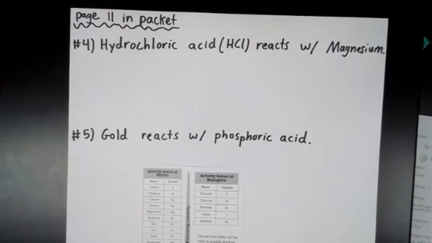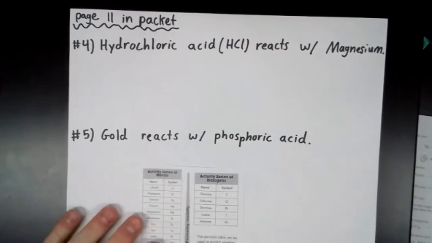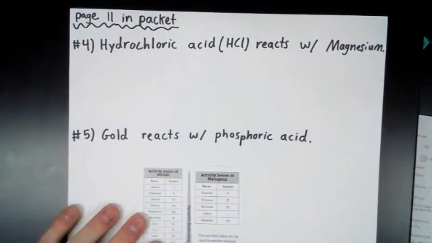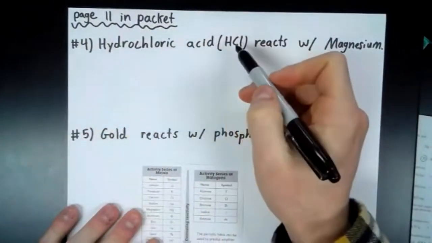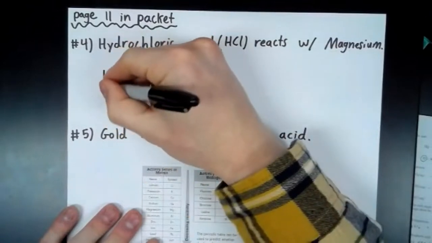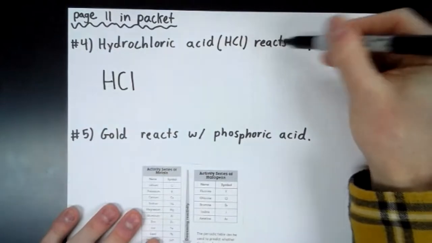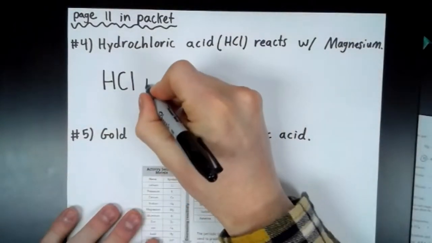We obviously need to translate this into chemical equation form before we go ahead and predict any type of products or go forward with this. So hydrochloric acid, I gave you guys the formula for that. That's HCl. The word reacts with, we translate that to a plus sign.